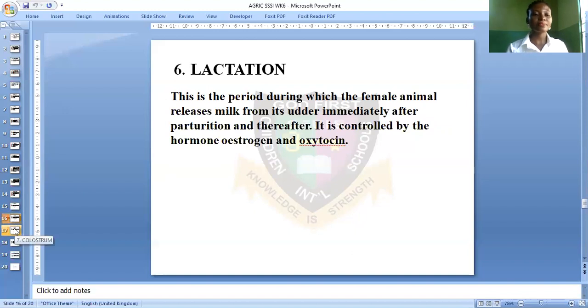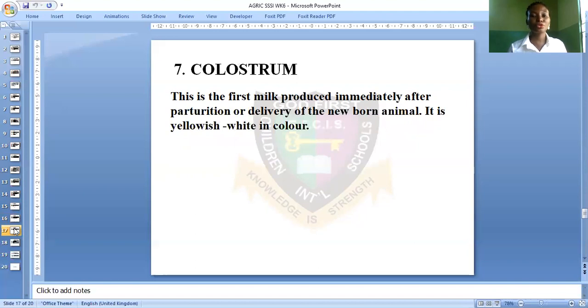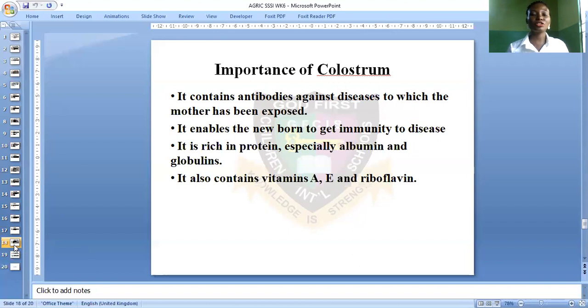Now let's see the next term, colostrum. Colostrum is the first milk produced immediately after parturition or delivery of the newborn animal. The first milk within the first 5 days is the colostrum, and it is yellowish white in color. Now let's see the importance of colostrum.